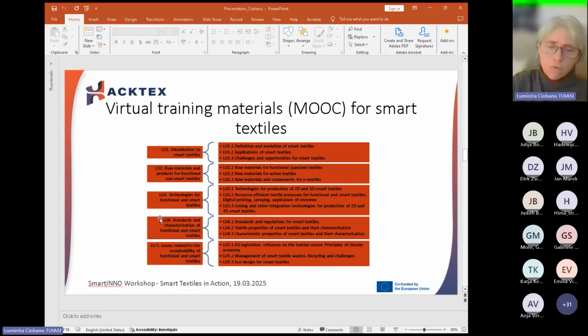Now, the virtual training materials for smart textiles were in MOOC format. We divided the materials in 5 units. One was a general introduction. We discussed raw materials. We discussed technologies, standardization, and sustainability. Two units are very important, because standardization in smart textiles is still developing. Not only developing, it requires standards from different domains. So students need to understand how important it is to verify, check, and maintain the manufacture of smart textiles within certain limits. It should be governed by standardization, and what to do with these standards.